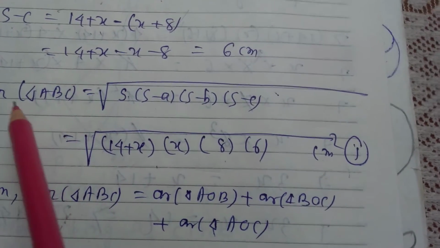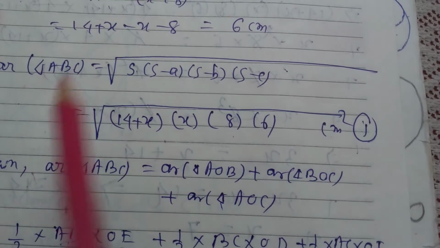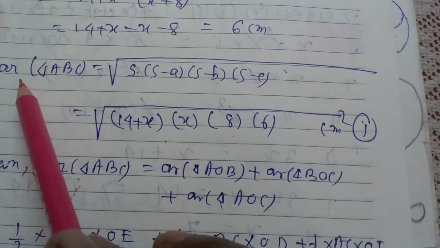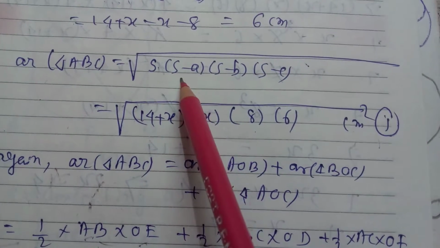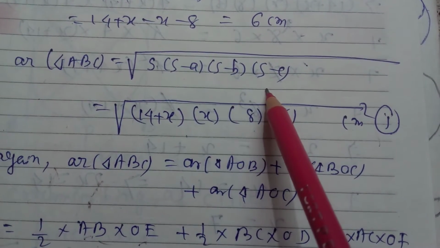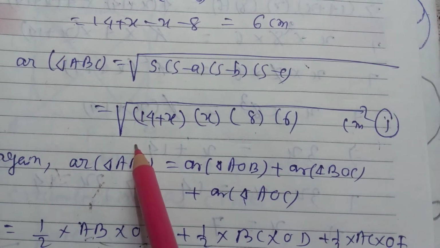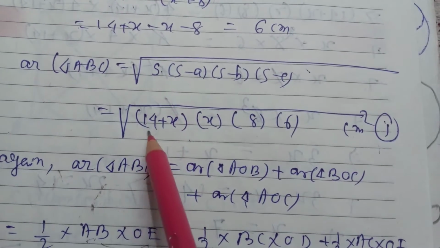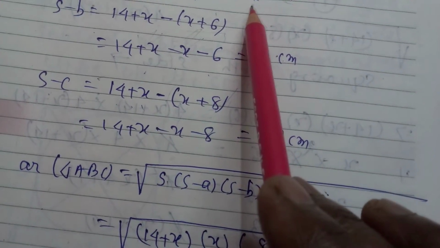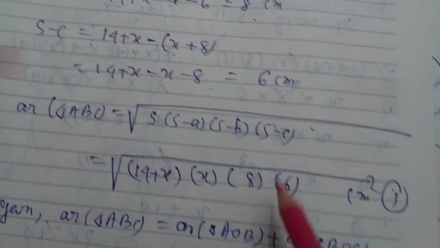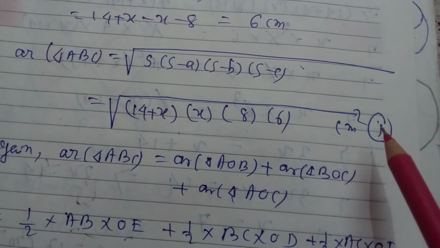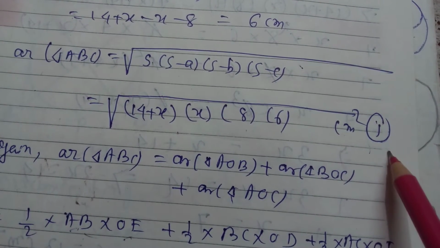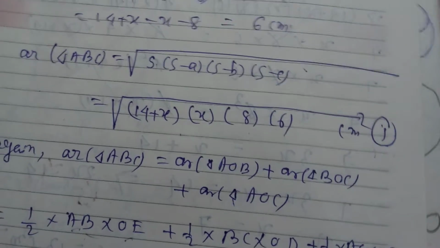Now using Heron's formula which you have done in class 9, area of triangle ABC equal to root under s, s minus a, s minus b, s minus c. Now put the values. The value of s is 14 plus x, s minus a is x, s minus b is 8 and s minus c is 6, centimeter square. Now this is equation number 1, and next step you do.